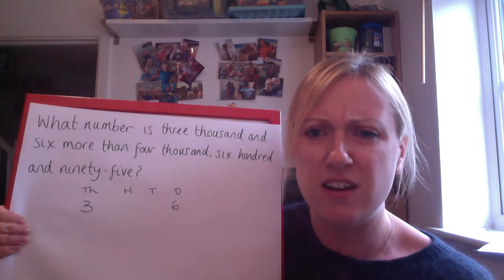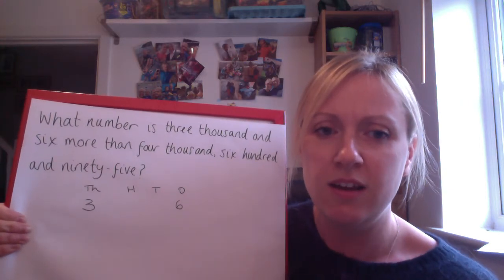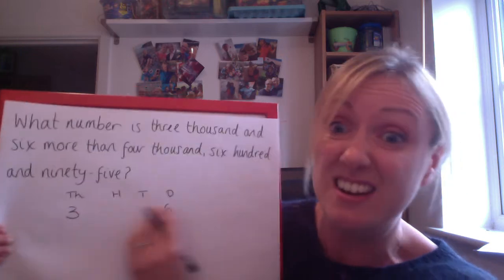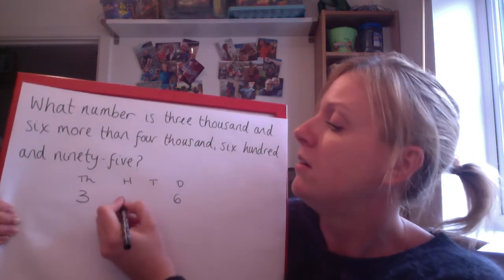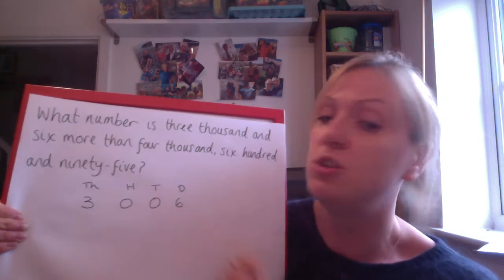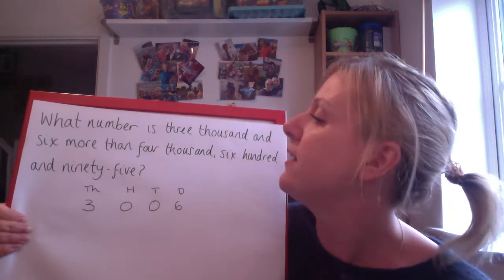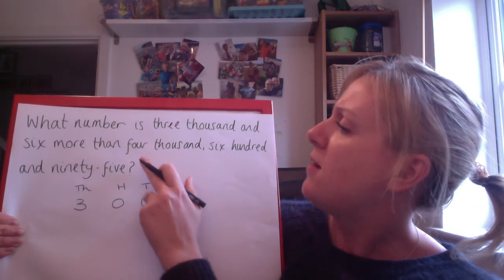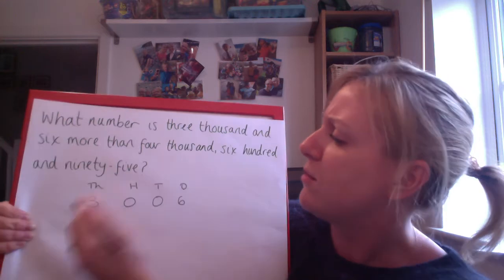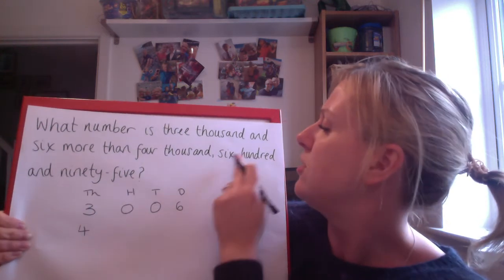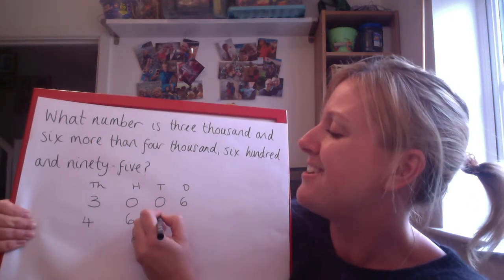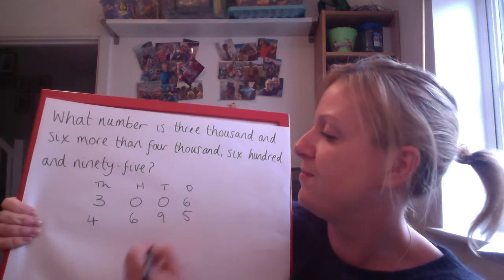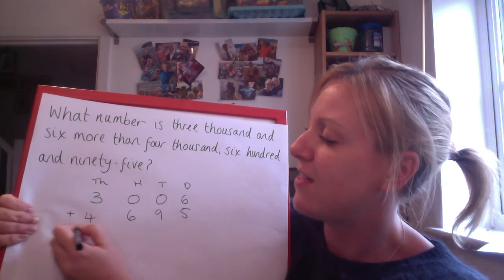To hold the place value though, I'm going to need to put something in between, aren't I? To stop my numbers from sliding and having a different value. I'm going to put in 2 zeros here to hold the place value. And then our next number is 4,000. I'll write that in the 1,000 column, 695. And I'm going to add that together.